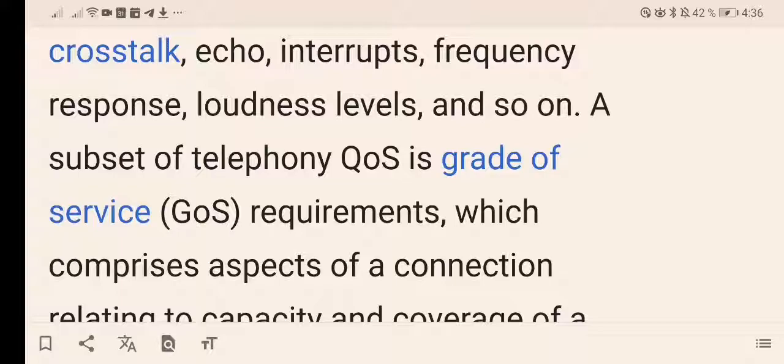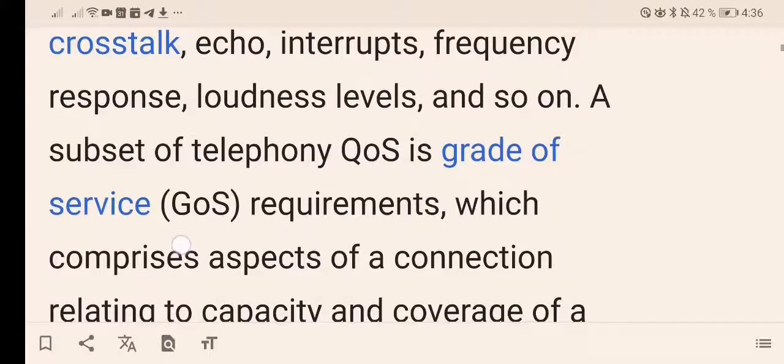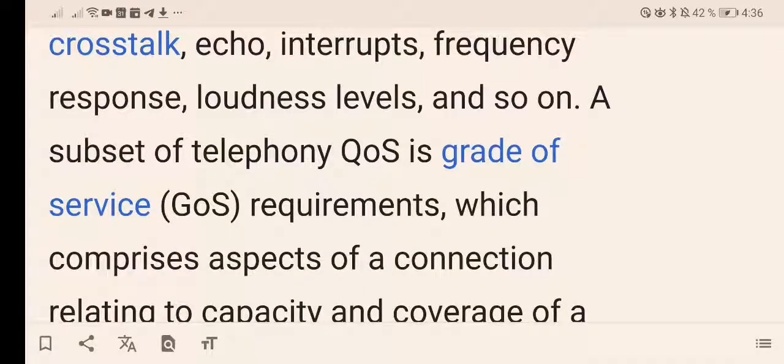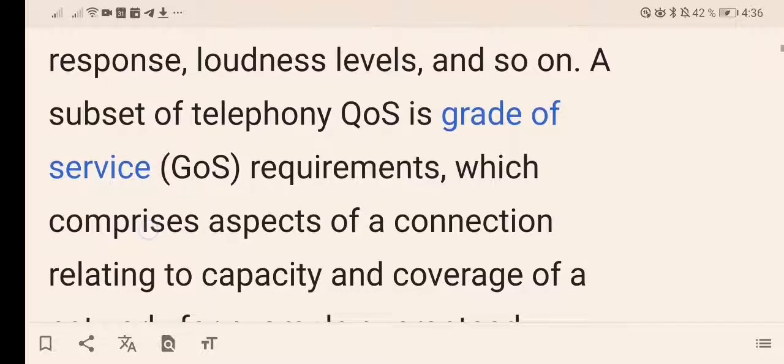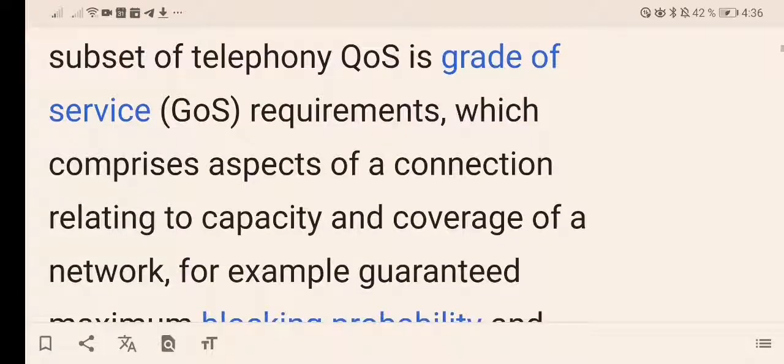etc. Same thing. Frequency is just the same thing but in hertz. That's visualizing it from the energy point of view. What is the frequency of the packets arriving on the line? Response, loudness levels, and so on. All right, all of those things. A subset of telephony QoS, quality of service, is grade of service requirements.